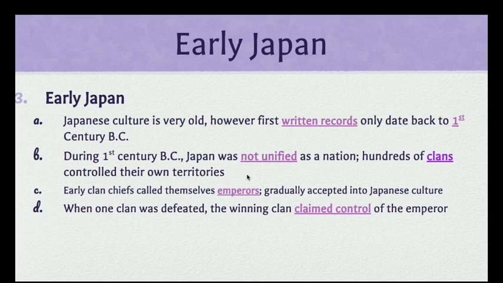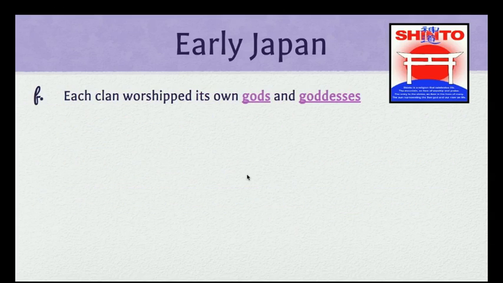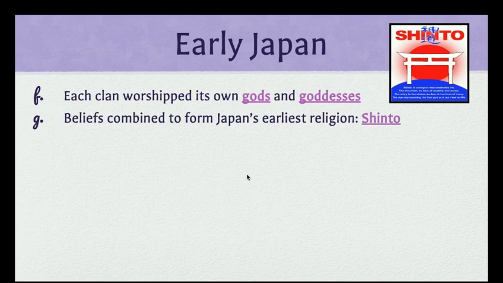So when one clan was defeated, the winning clan claimed control of the emperor, which could certainly cause a lot of conflict, as constant fighting in Japan was a regular thing from time to time. Each clan worshipped its own gods and goddesses. The early form of religion in Japan was something called Shinto. You're not going to see a huge amount of Christians or Muslims in Japan today. There are some, but a lot of people in Japan follow sort of these older folk religions like Shinto.